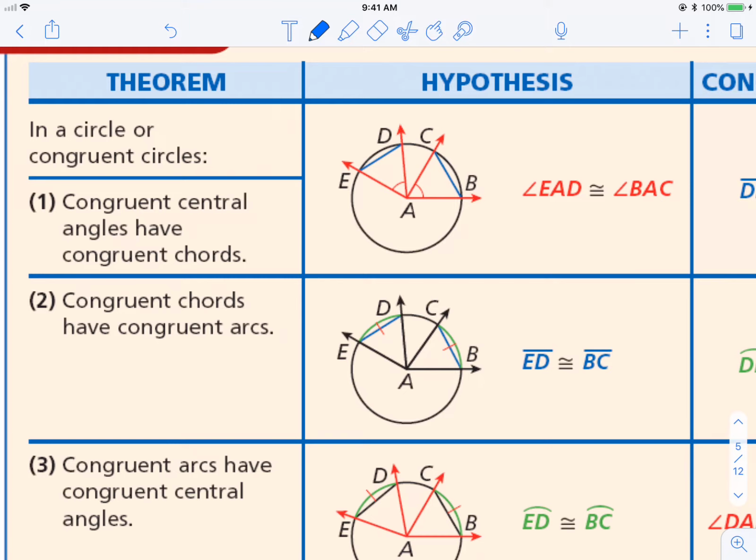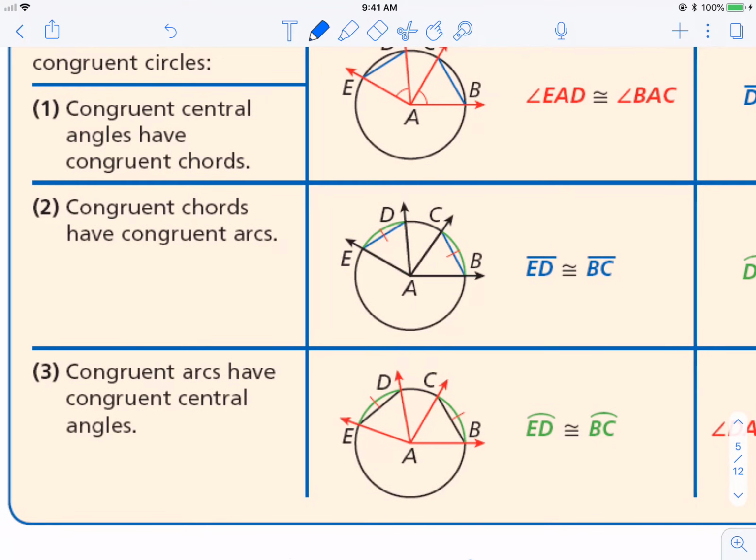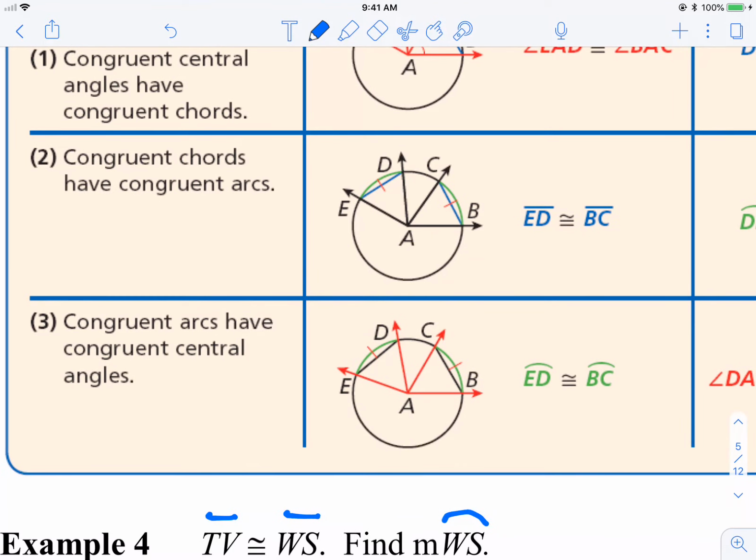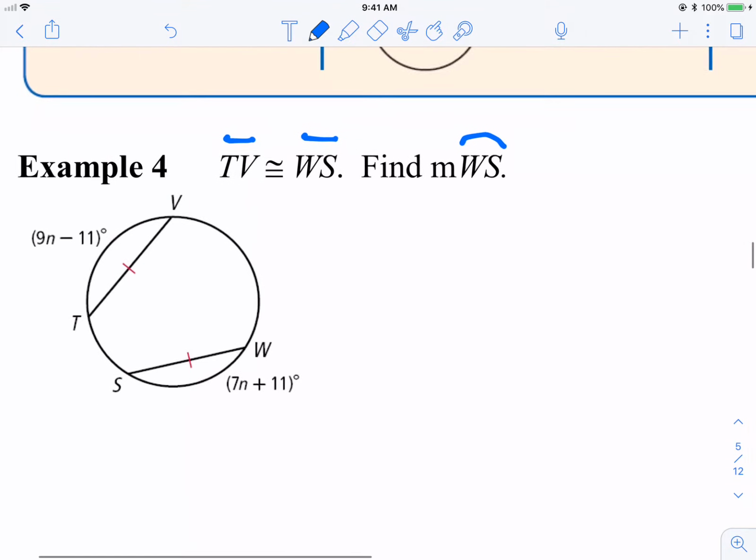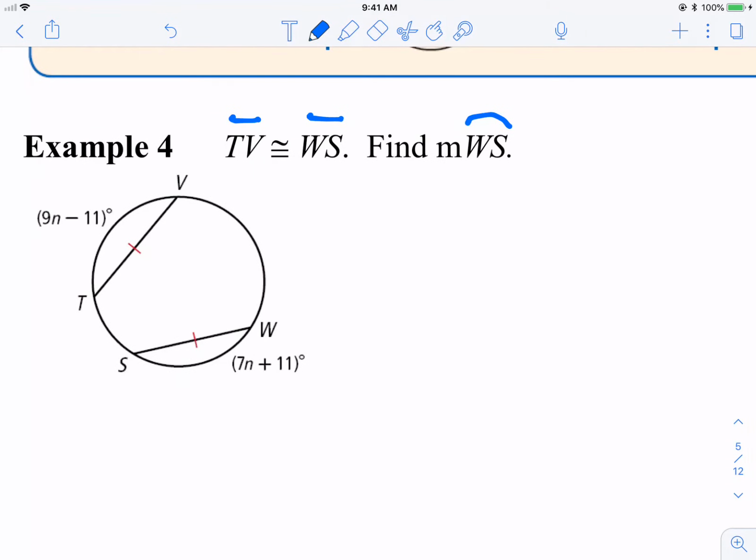The first part says if we have congruent central angles, then the chords that are created by those central angles are congruent to each other. The second part says if we have congruent chords, then the arcs that go with those chords are congruent to each other. And then lastly, we can bring it back, if we have congruent arcs, then the central angles that are creating those arcs are congruent to one another. So those three items are pretty much interchangeable for each other.